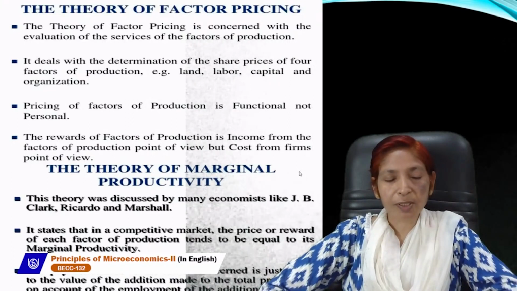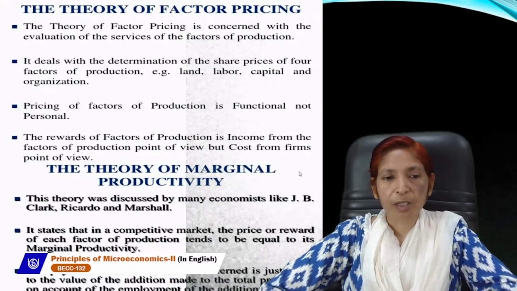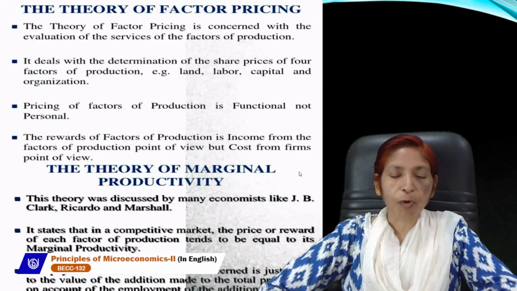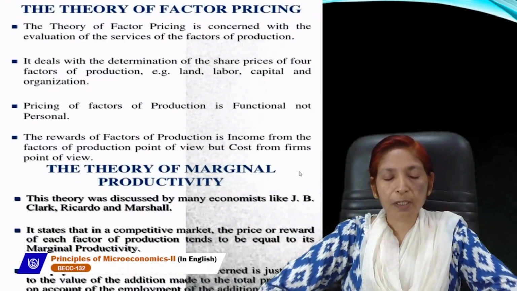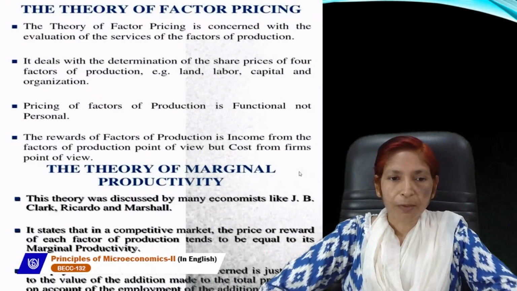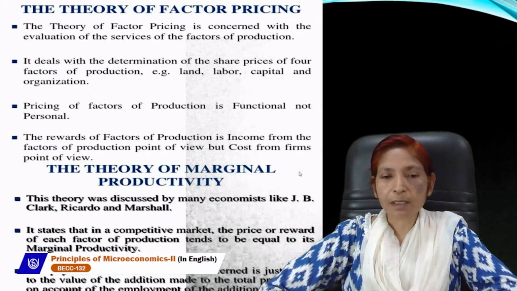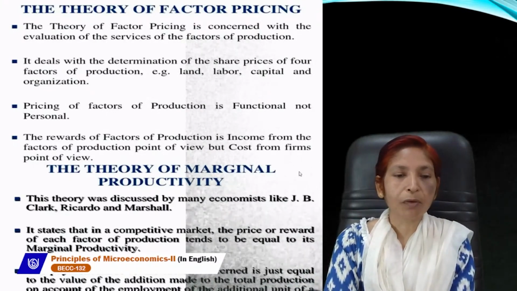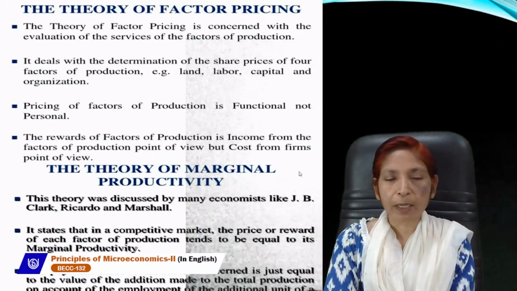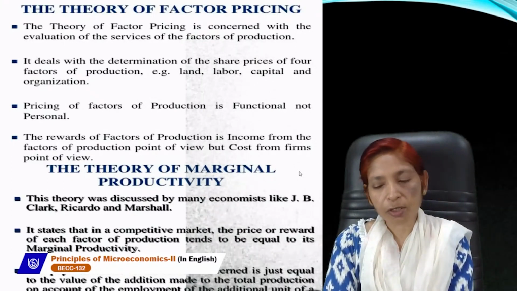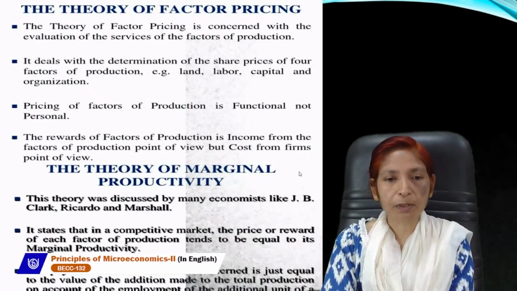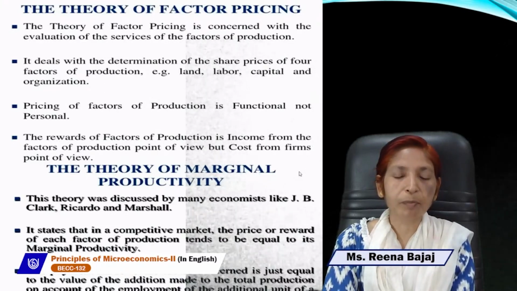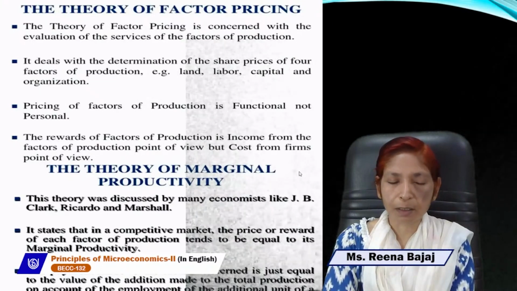Factors of production get reward. The reward which they get is called income, and the firm pays the reward to the factor of production. So from the point of view of the firms, it will be considered as cost. The firm wants to give less income to the factors of production, and all factors of production want to gain more reward by contributing in the production of goods and services. Where both are satisfied, or both are in equilibrium position, then the equilibrium price or factor price is determined.